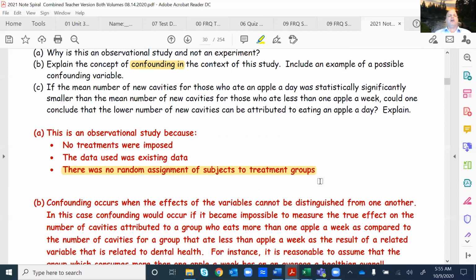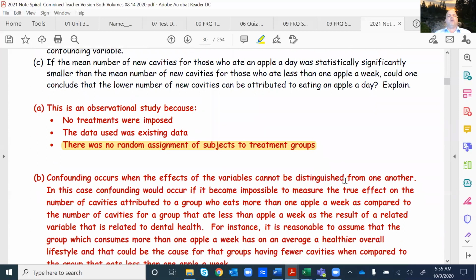So confounding occurs when the effects of the variables cannot be distinguished from one another. Hey, that's the definition. I always highly recommend you start off by writing the definition, any simplified definition, in any FRQ. Because when you do that, you show the reader you know something. You don't get credit for it, but it shows them you know something. So that puts them in a proper frame of mind to give you credit on the rest of it.